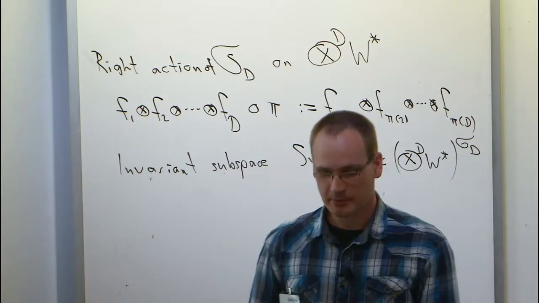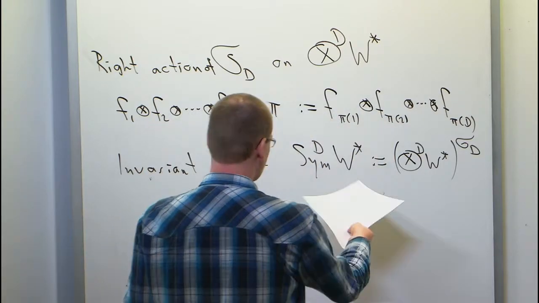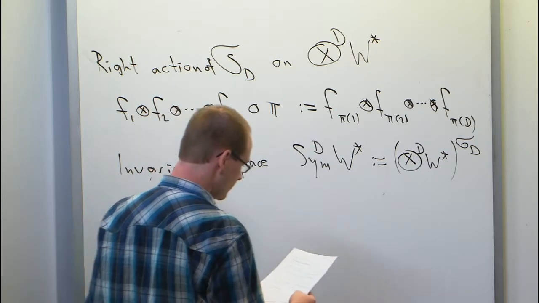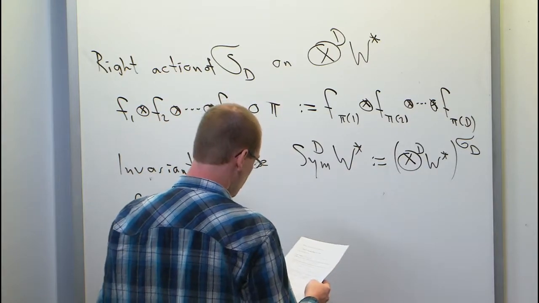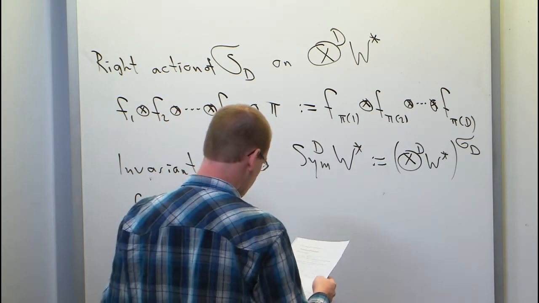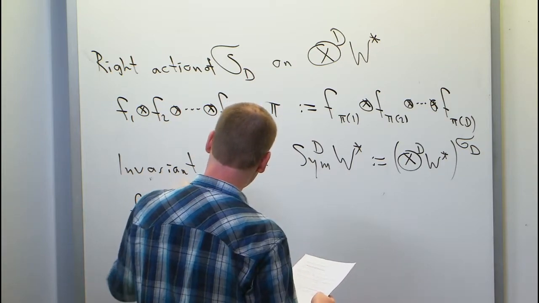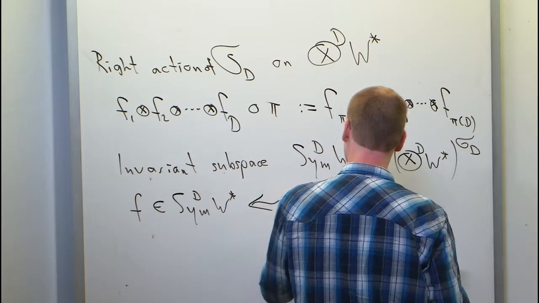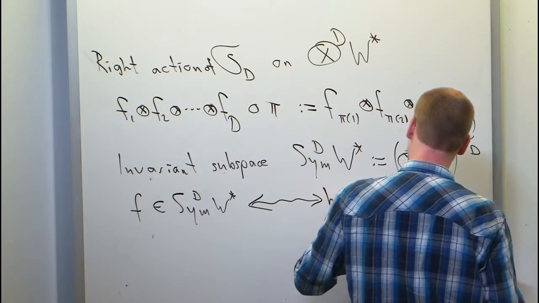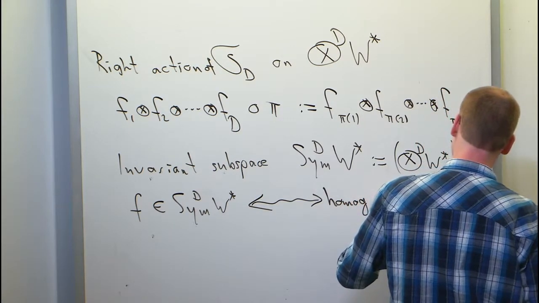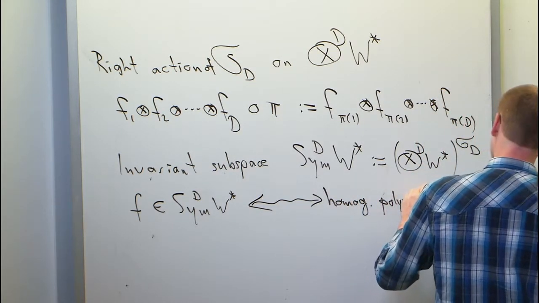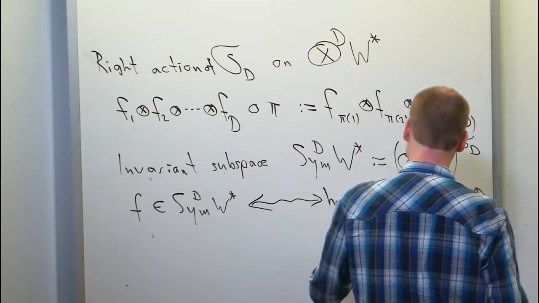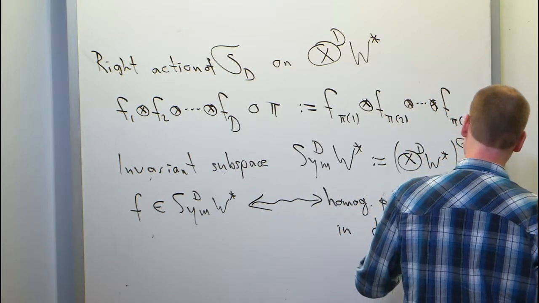The point of this subspace is that, in our case, these are actually polynomials. Those symmetric tensors are actually polynomials. So if you have an f in Sym^d W star, then this corresponds to a homogeneous polynomial of degree d in dim W star variables.